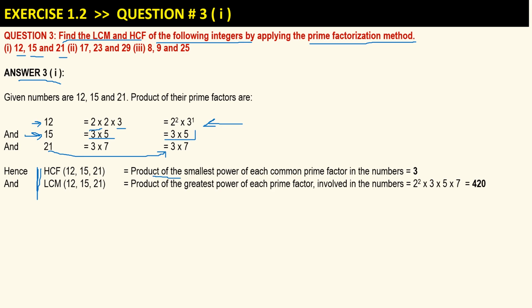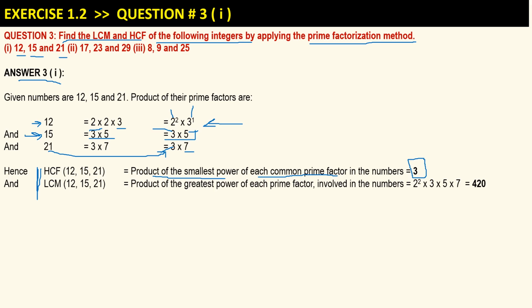HCF is the product of the smallest power of each of the common prime factor in the numbers. So if we see the common prime factors which are there, in this case we have 3 and we also have 2. In this case we have 3 and we have 5. In case of 21 we have 3 and 7. So the only factor which is common is 3. So we will get 3 and its smallest power will be 3 raised to power 1. So we get 3 here as the HCF.